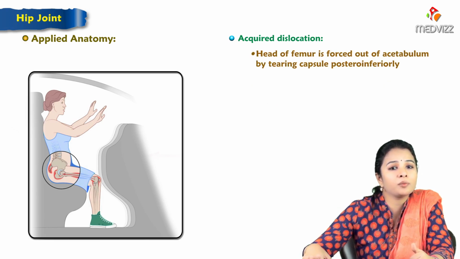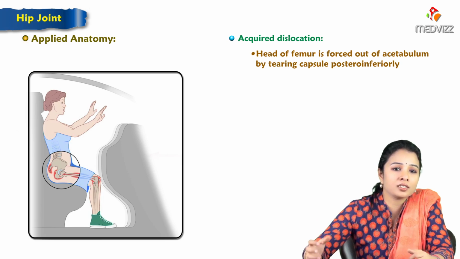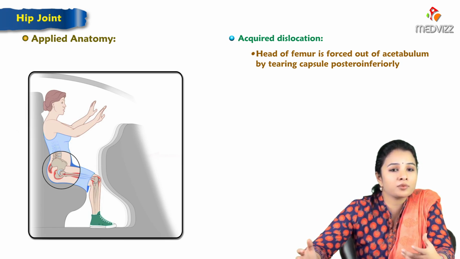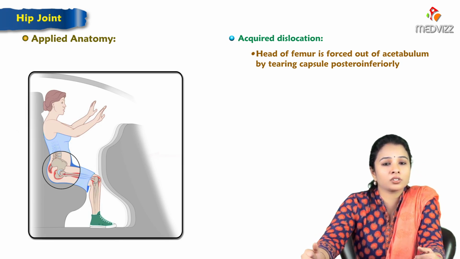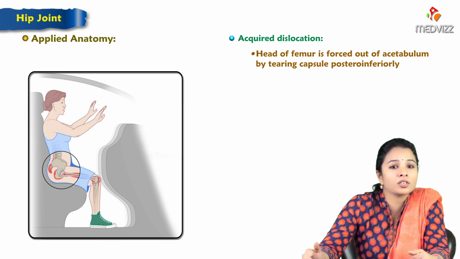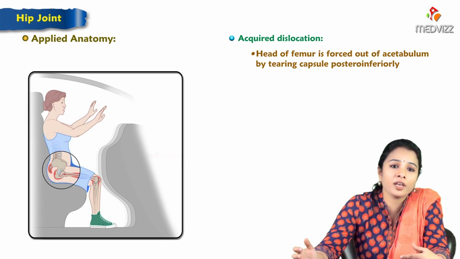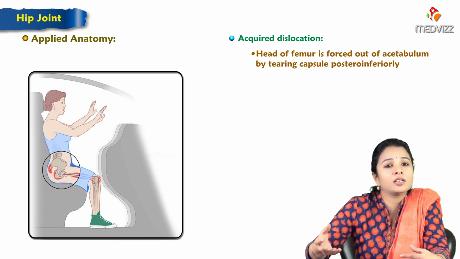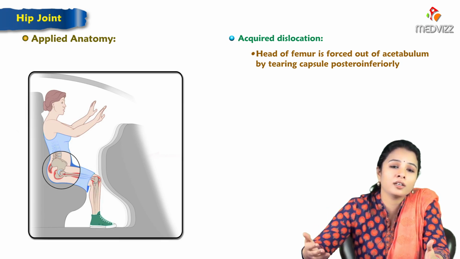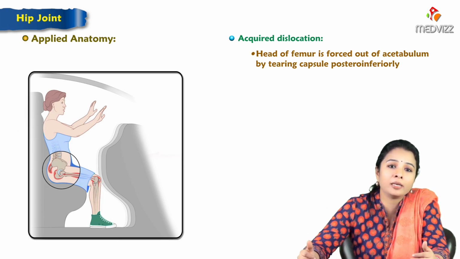So the head of the femur is forced out of the acetabulum by tearing the capsule. So the capsule gets torn postero-inferiorly and the head lies along the lateral surface of the ilium in posterior dislocation. So this causes the shortening of the limb and also the medial rotation of the affected limb. So we can see the limb gets medially rotated and the length also compared to normal side, the length gets reduced. So there will be limb shortening.